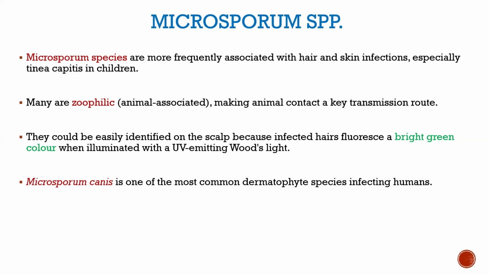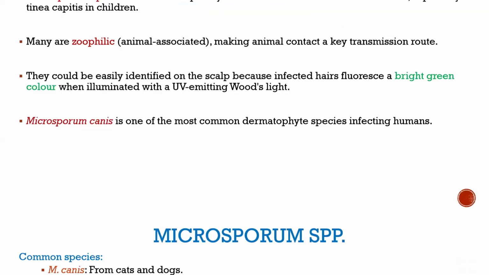Maybe you are diagnosing a patient in the lab and you're trying to check which of the dermatophytes is affecting this patient. Then you take them to a UV light to observe, and it emits a bright green color. You would then be suspecting the Microsporum species, unlike other genera of the dermatophytes. Microsporum canis is one of the most common dermatophyte species in humans. That is one of the species of this Microsporum genus.